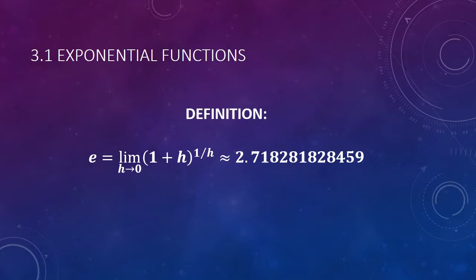E is an irrational number like pi. It goes on forever and does not repeat a pattern or ever end. E is called the natural base. The nice thing about E is it's very easy to work with in calculus.